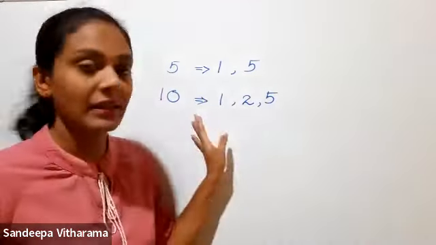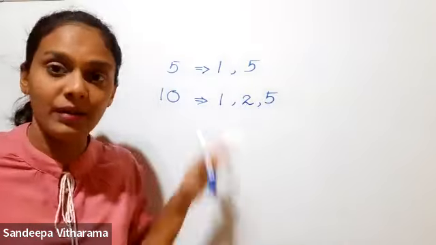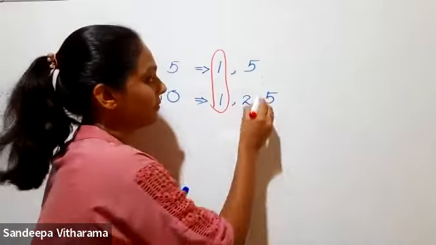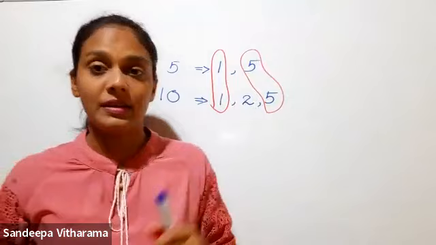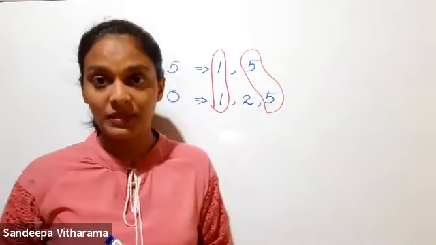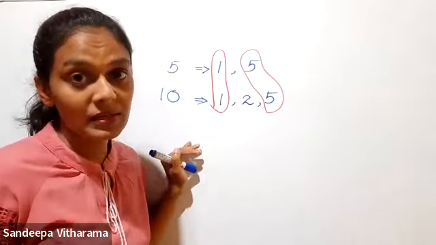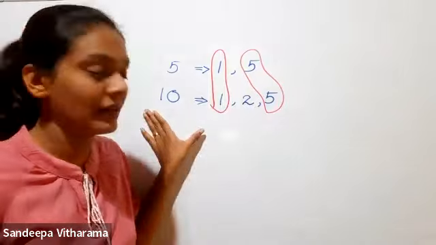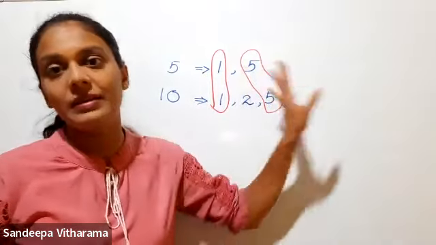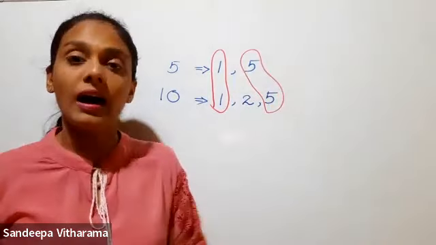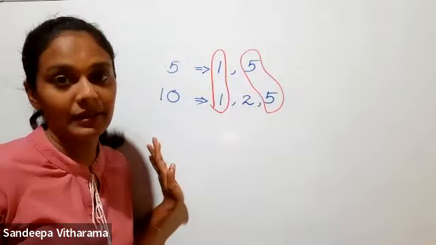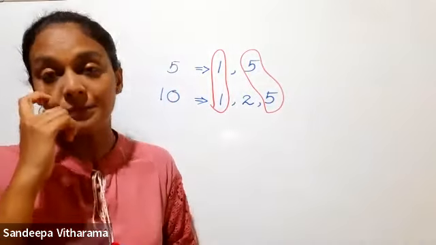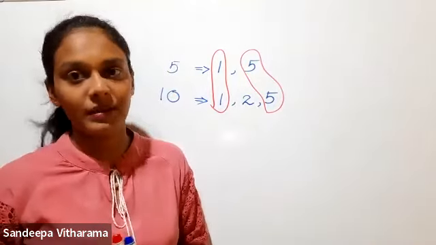There are common factors, no? For the 5 and 10. Look at, 1 is common and 5 is also common. Then we discuss the highest common factor. That means the largest number that can be used to divide 5 and 10 both. It is 5. This is what we call the highest common factor of 5 and 10, or we can call it HCF. Highest common factor. HCF. Okay. Did you understand?